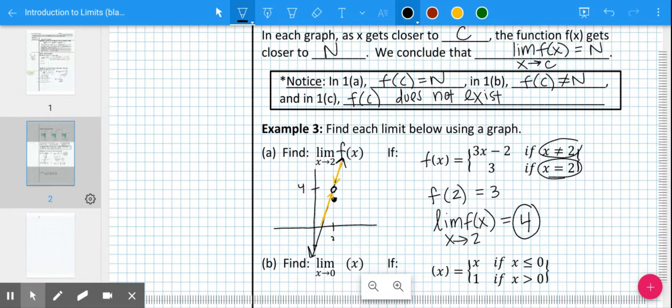And again, this is an example of where the output and the limit can be different things. The output is 3, however, the limit is the main behavior of the function, which in this case is 4.